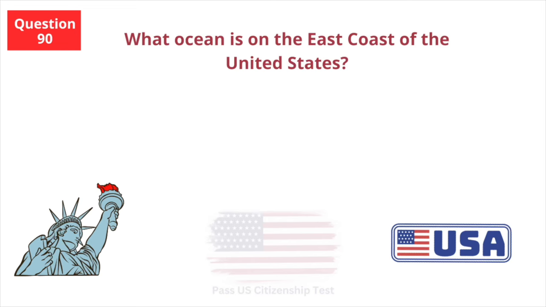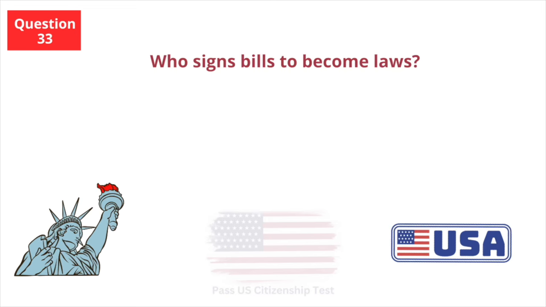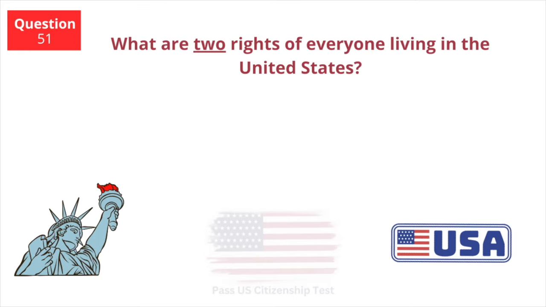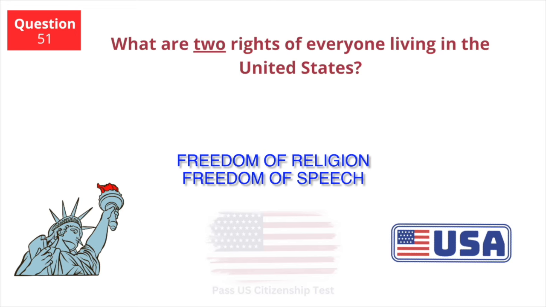What ocean is on the east coast of the United States? Atlantic Ocean. Who signs bills to become laws? The President. What are two rights of everyone living in the United States? Freedom of religion, freedom of speech.